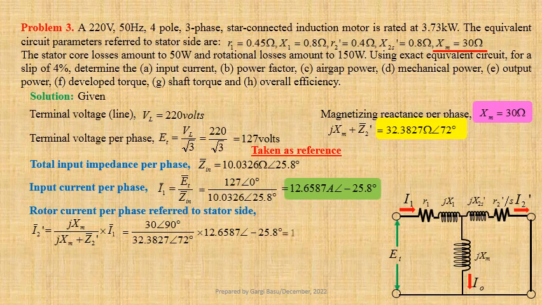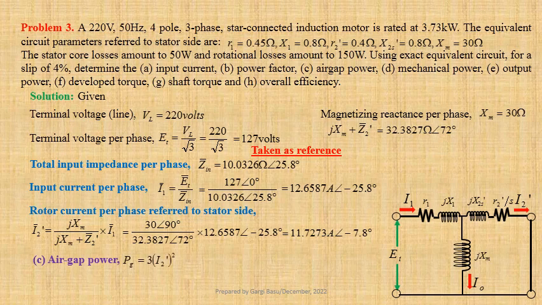That gives us 11.7273 ampere at an angle minus 7.8 degree. For a three-phase induction motor, the expression for air gap power is Pg equals 3 times I2' square into R2' by S. Given per phase rotor resistance referred to the stator R2' equals 0.4 ohm and slip S equals 0.04 per unit.